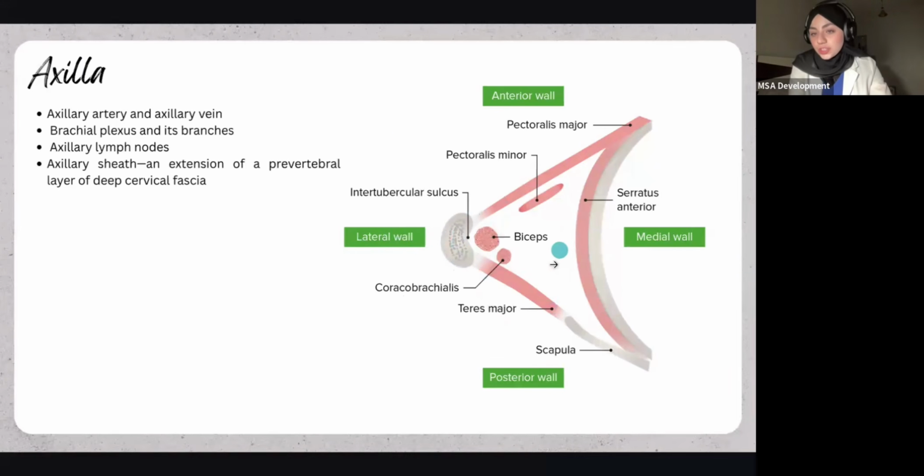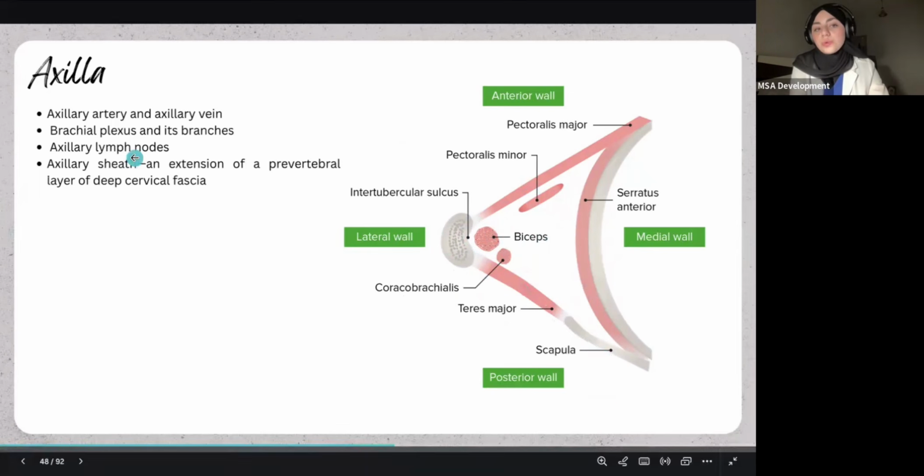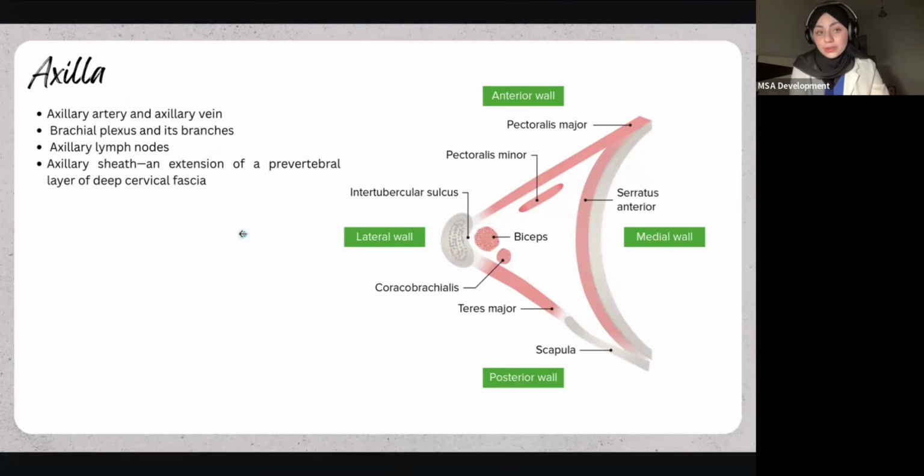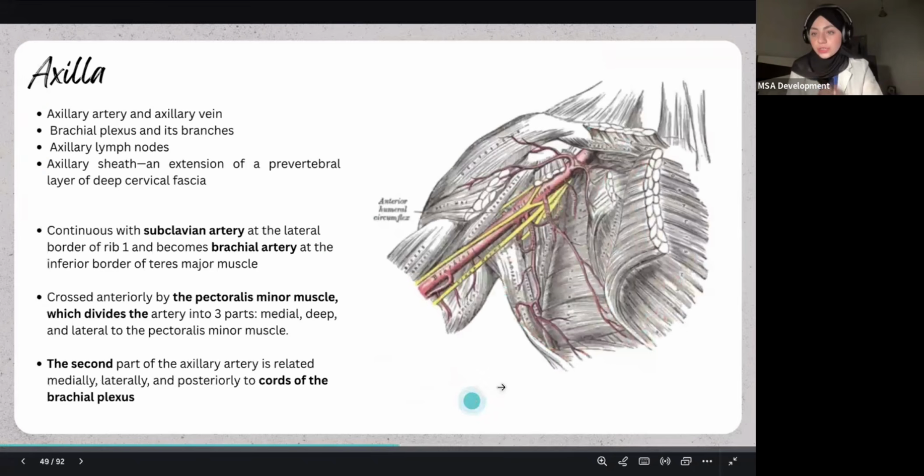Now you can see many structures right here. You can see muscles that we've yet to go through, but more importantly the vessels, the artery, the vein, the brachial plexus and its branches, and the lymph nodes. And lastly, the axillary sheath. You don't have to know this, it's way too advanced for your stage, but essentially it's a kind of fibrous capsule surrounding all of these structures in the axillary cavity or fossa.